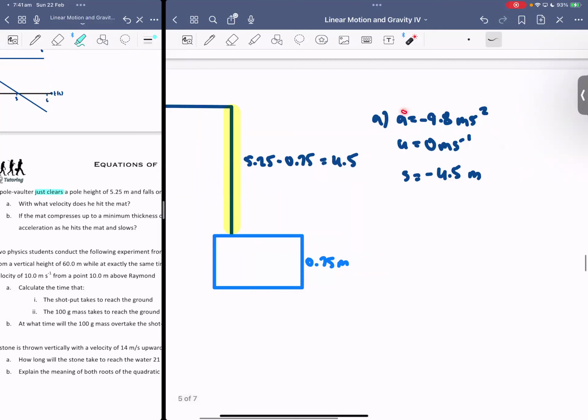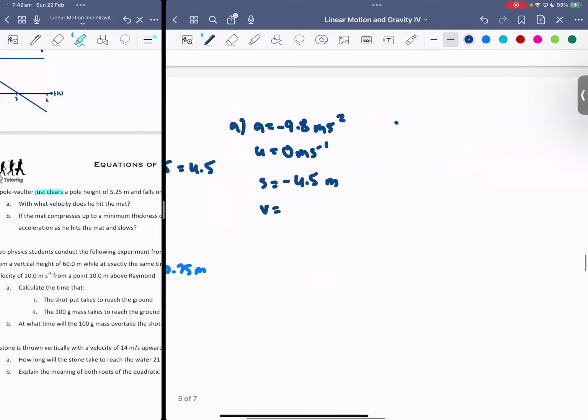I've got a, I've got u, I've got s. Which letter do I want? I want v, not t. Which formula has got u, a, s, and v? v squared equals u squared plus 2as. Cool. Agreed.